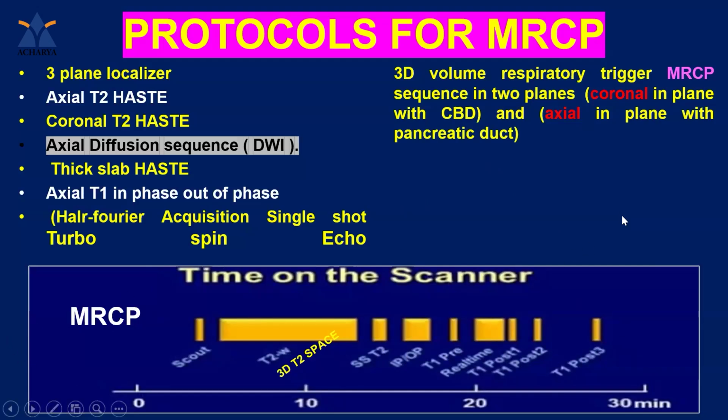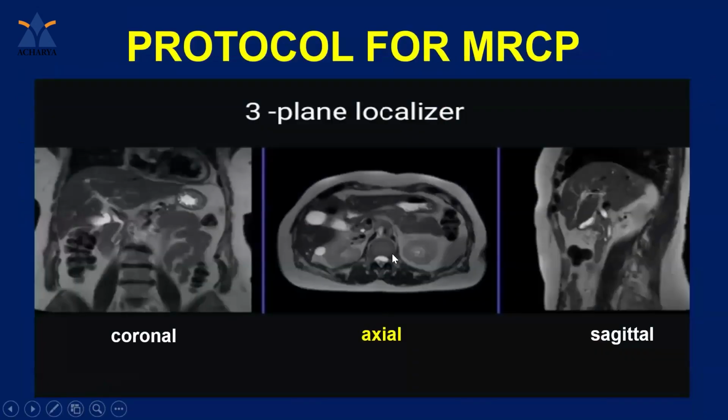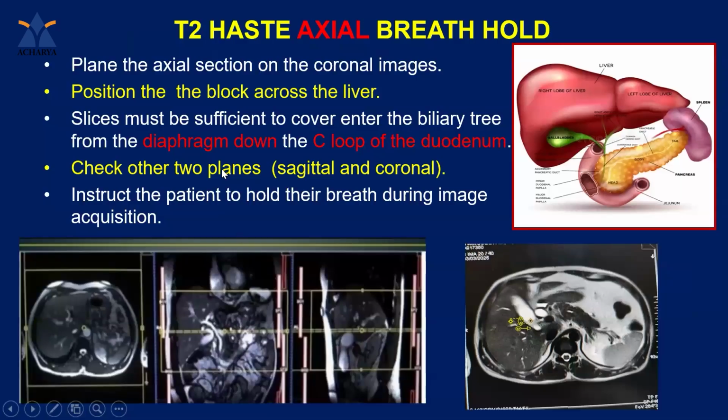This is the protocol for MRCP. How to do these MRCP sequences? First, we run the 3-plane localizer: axial, coronal, and sagittal, and plan the axial section on the coronal images. Plan the axial section in the coronal plane, placing the block across the liver, and the slices must be sufficient to cover the entire biliary tree from the diaphragm to the C-loop of the duodenum. Check the other two planes, sagittal and coronal.